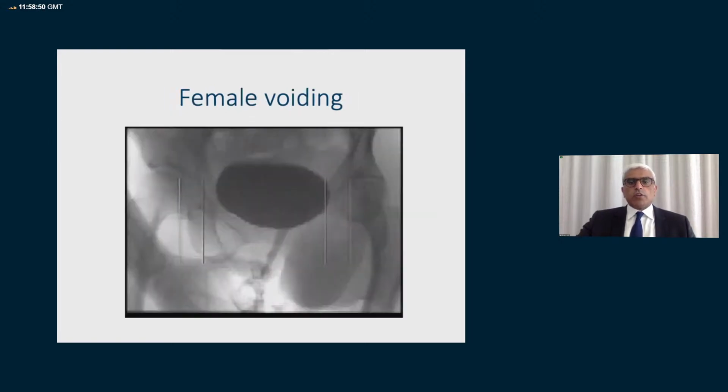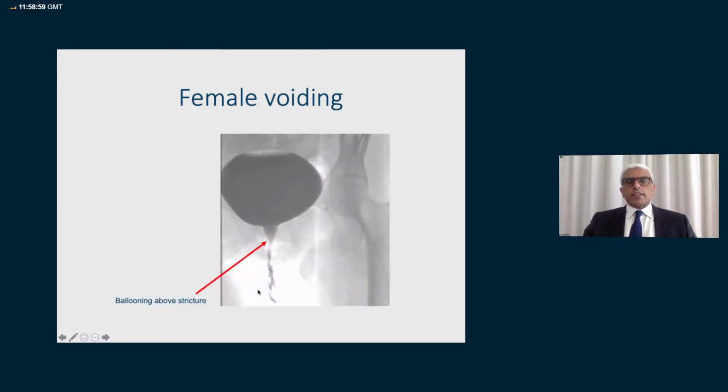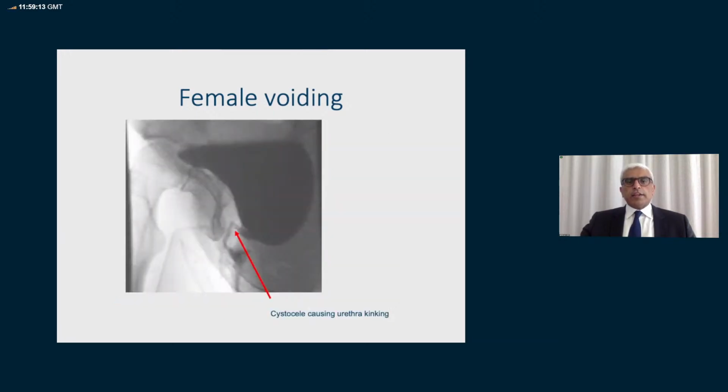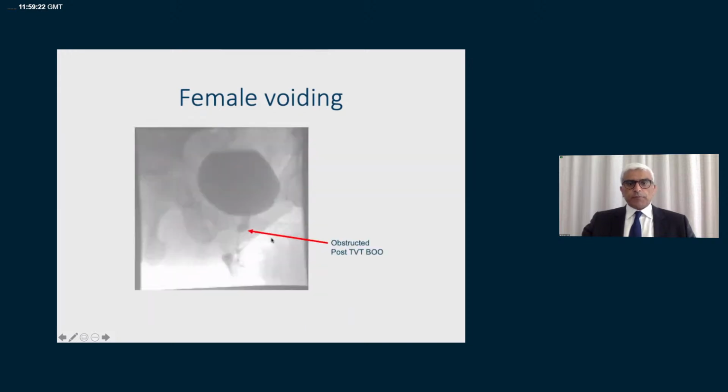What we can find on the voiding phase, this probably, when all of us can agree, is a normal void where the urethra is open. This is in contrast to this one, where one can see that there's a dilated urethra above a stricture. You can see this is like a beak. So it is a classical stricture. Here is voiding with a cystocele. Again, in an oblique position, one can find out that the urethra is kinked because of the cystocele.